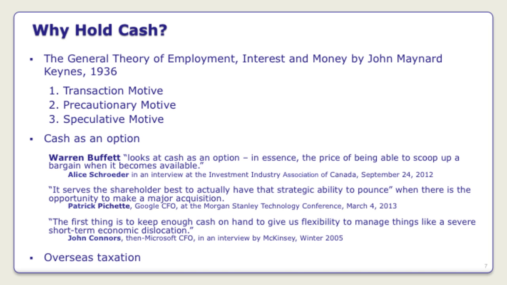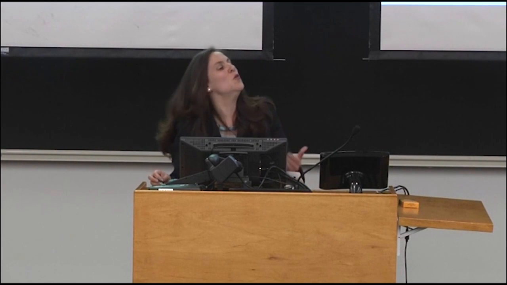There's also a precautionary motive. What does that say? It says that cash can buffer against adverse shocks. And again, what does that mean? It means that all else equal, firms will need more cash when cash flows are riskier. And finally, there is a speculative motive, saying that a firm may be able to profit from future investment opportunities by having some cash on hand.